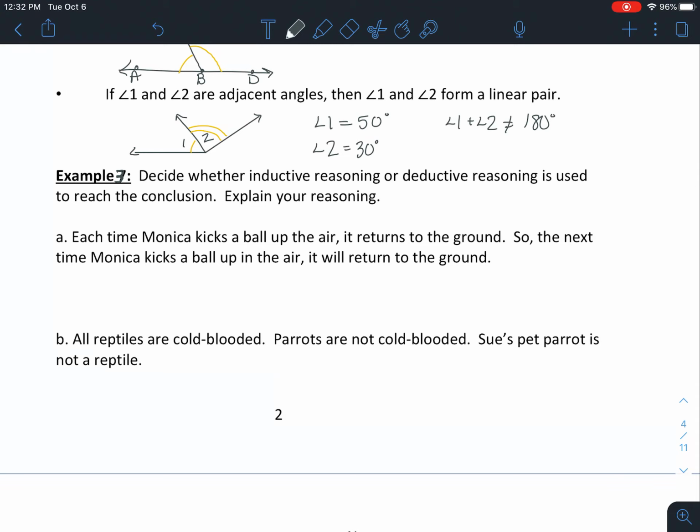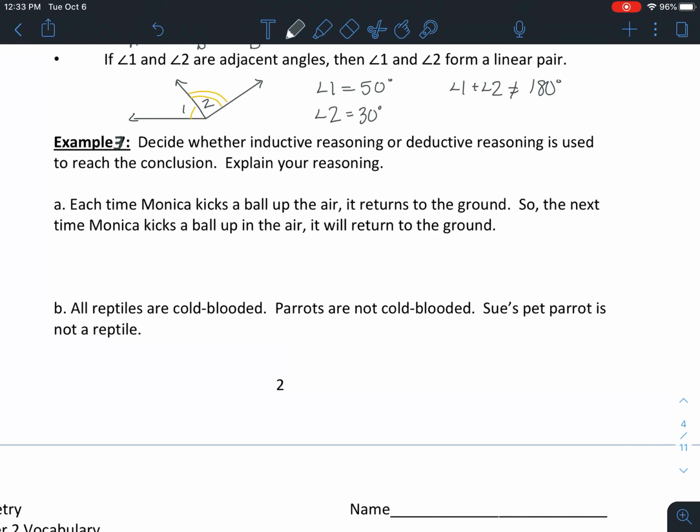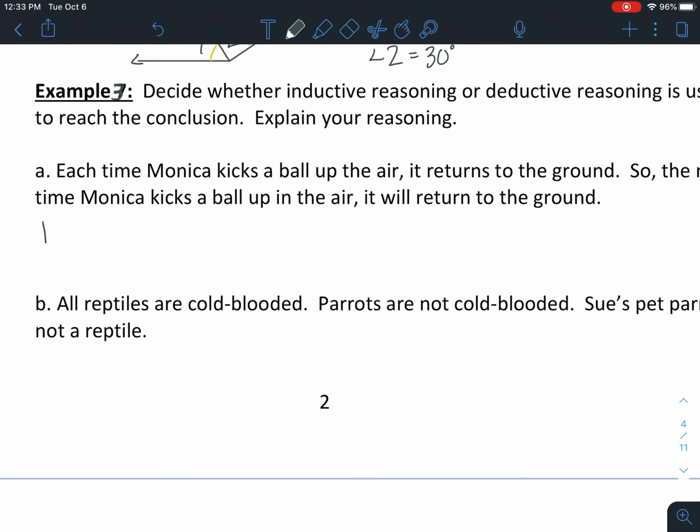So let's see what we can get here. This first one is saying that each time Monica kicks the ball up in the air, it returns to the ground. So the next time she kicks the ball up in the air, it will come back down to the ground. So here she's using this pattern, right? She kicks the ball up, it comes down. Kicks the ball up, it comes down. There's no facts here, no laws, no definition, so this one is going to be inductive reasoning. That's because she is using a pattern.